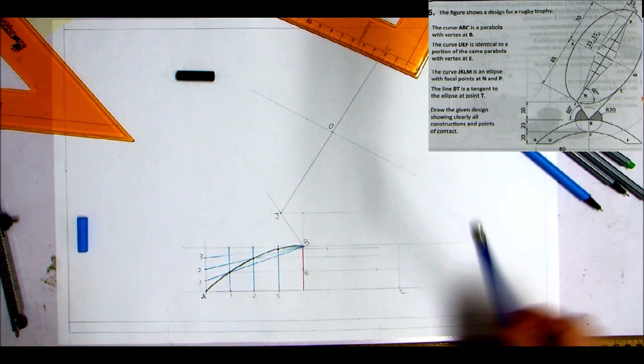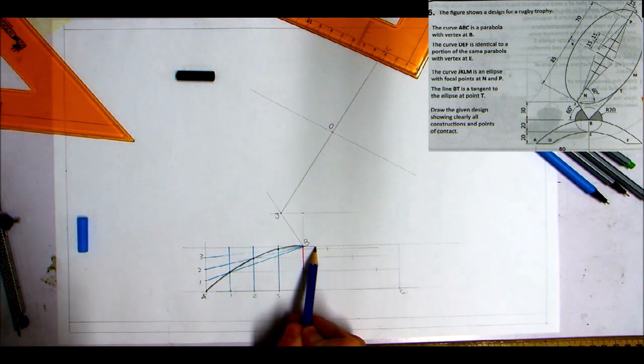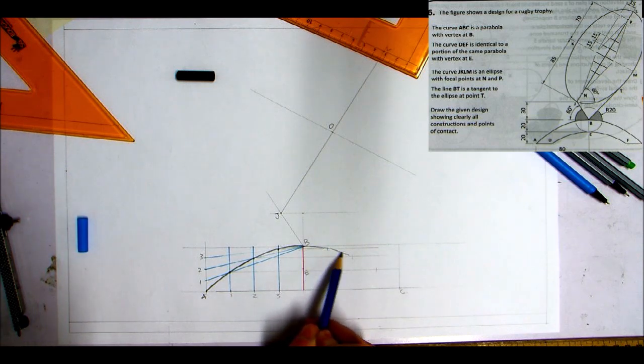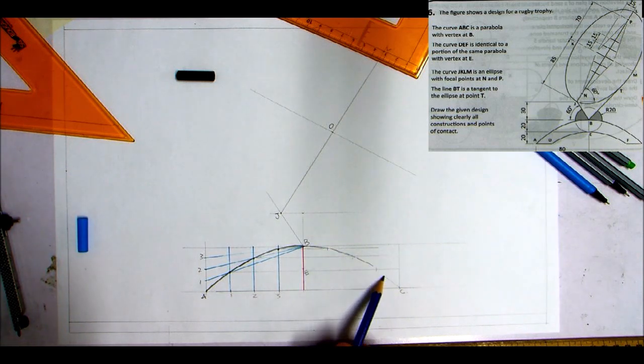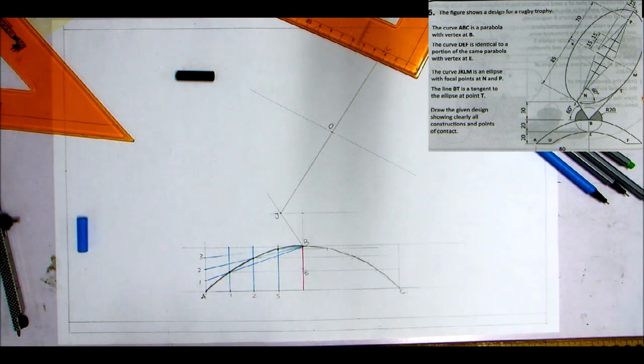Then my parabola is going to continue on. It's going to come down now from B and hit these 3 points again. I'm trying to sketch it in nice and fluid. As fluid as possible. Thank you, sir.